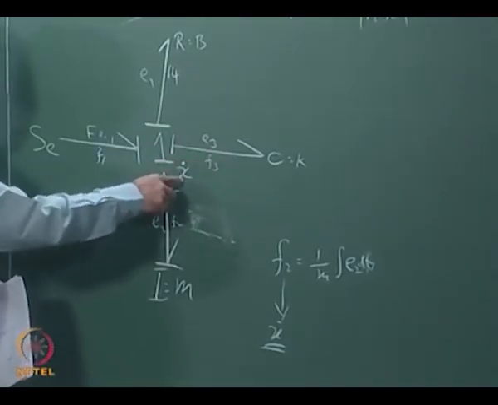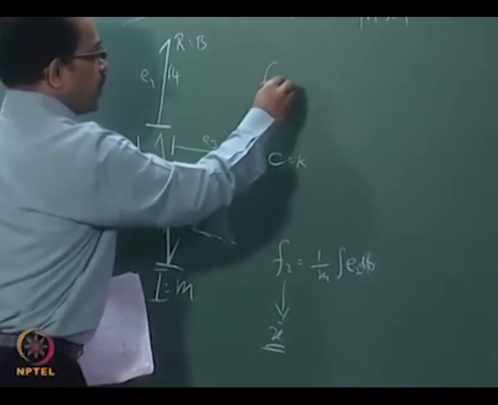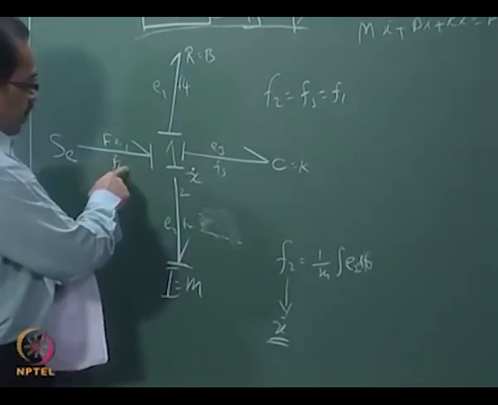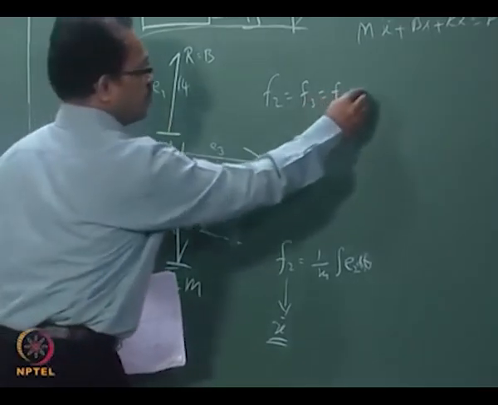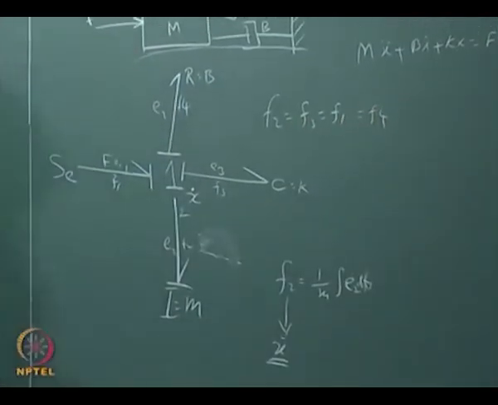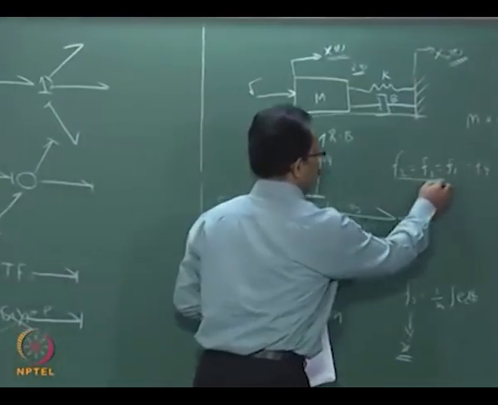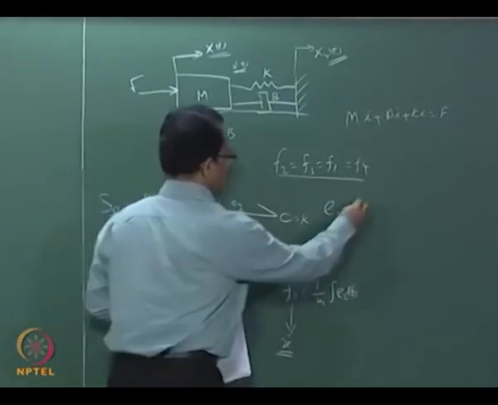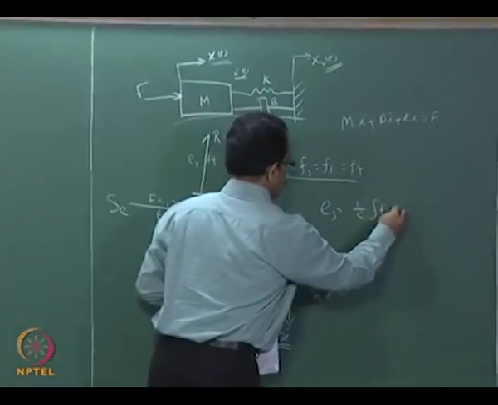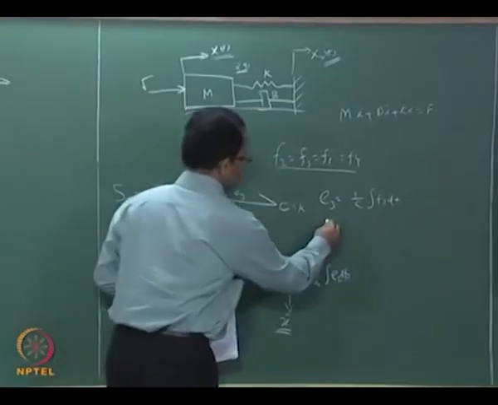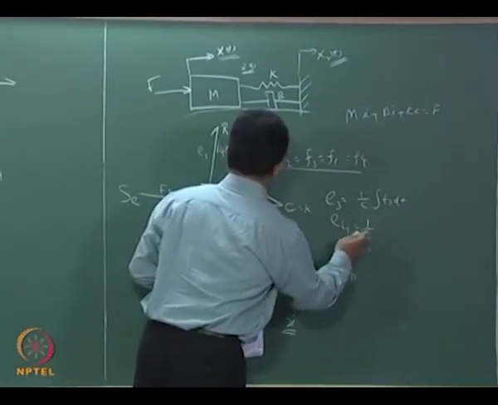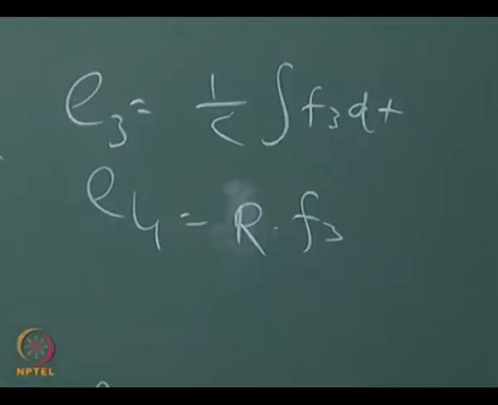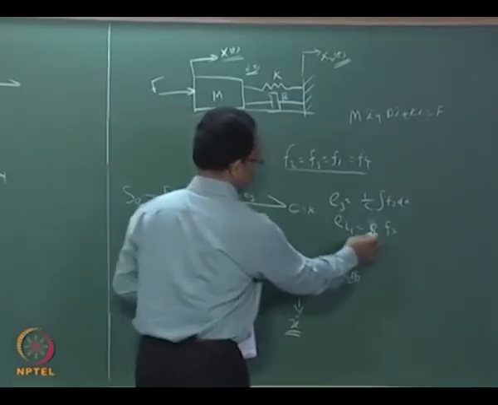Now we know x dot, or this F2. F1 is equal to F2 plus F3, and F1, F2, F3 are all the same, so all the flows are equal here. We have this relationship, and now we can calculate E3, and the friction force here. E3 is nothing but 1 over C integral of F3 dt, and similarly E4 is R into F4.